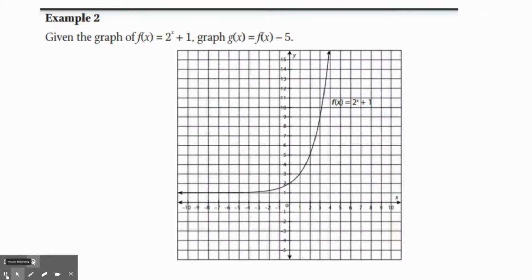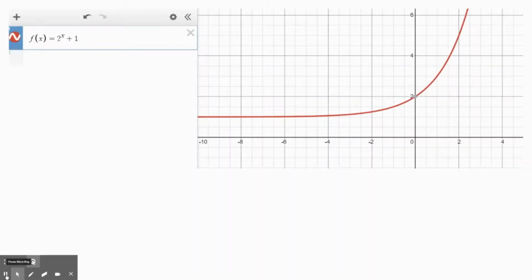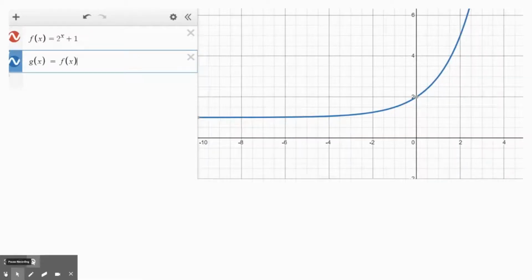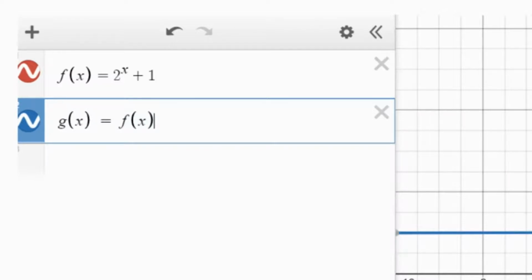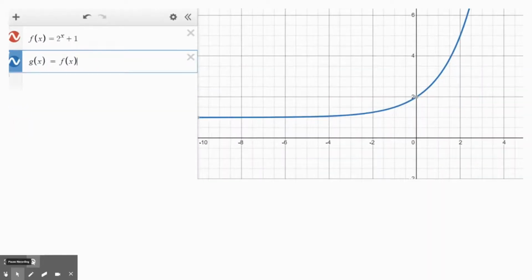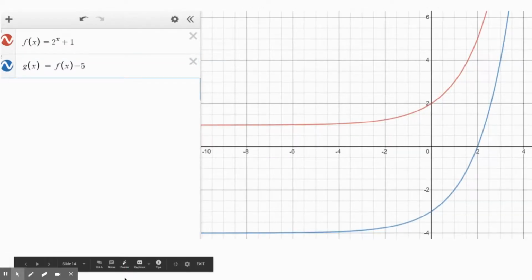Example 2, given the graph of f of x is equal to 2 to the x plus 1, let's graph g of x, which is equal to f of x, but we're subtracting 5 from it. So just like the other one, this is going to have another vertical shift. Let's see what it looks like. Here's the original graph. F of x is equal to 2 to the x plus 1. Now here in Desmos, I decided to put g of x is equal to f of x, because that's our starting point. So notice it's the same graph, isn't it? But now let's change the value of k and see what happens.